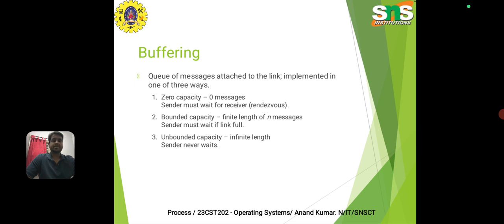With zero capacity, there are zero messages, that is, the sender must wait for a receiver, in a rendezvous concept. Bounded capacity has a finite length of n messages, and the sender must wait if the link is full. Unbounded capacity means it is of infinite length, and the sender and receiver operate at their own time.